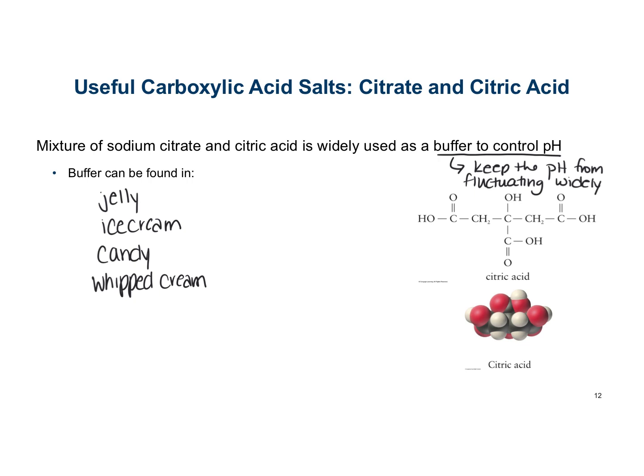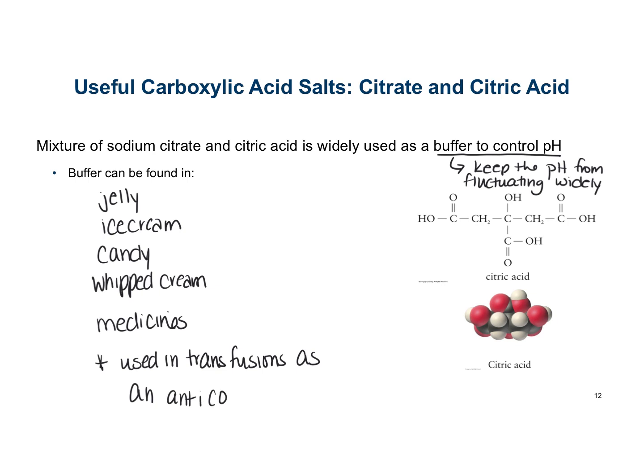Now, this same buffer is used in medicines as well, and in human blood for transfusions. It acts as an anticoagulant, which means it keeps the human blood from forming clots. So it's also used in transfusions as an anticoagulant. And so it's super important. You can see the structure right here, and it's particularly important in keeping the texture of some of our food products as well.